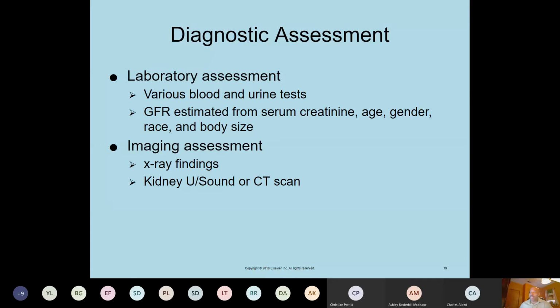It's a better indicator. When we're talking about the GFR, it estimates from the serum creatinine, the age, the gender, the race, and the body size. So it is a more specific tool that can be used to determine how severe the renal status is in these patients, as opposed to just randomly checking the BUN and creatinine. This is more specific. All right, so keep that in mind.